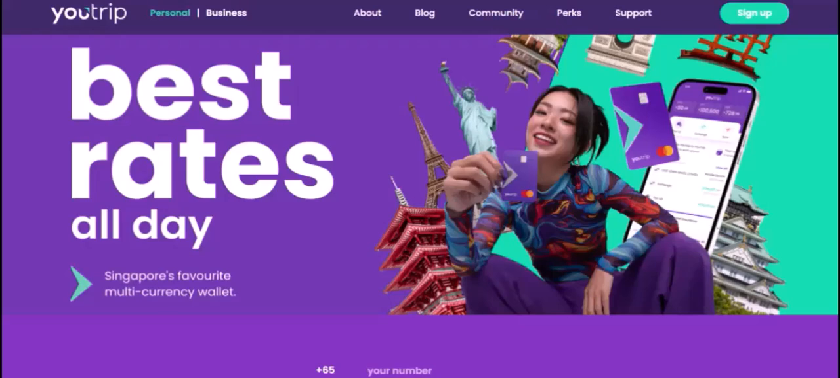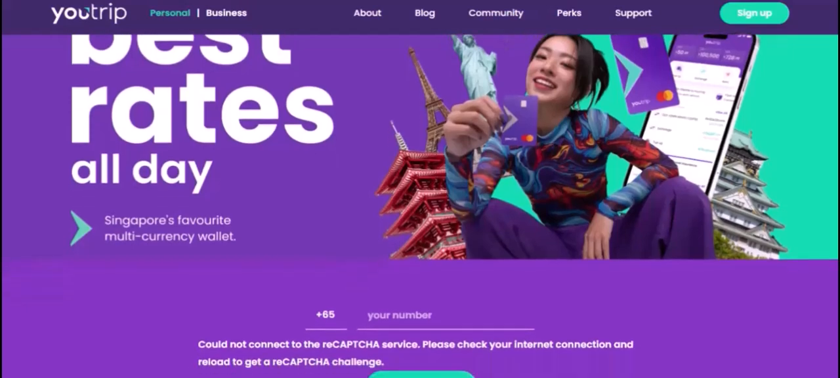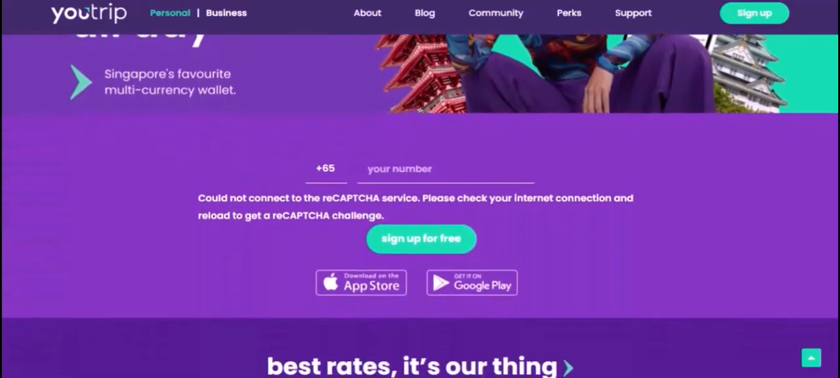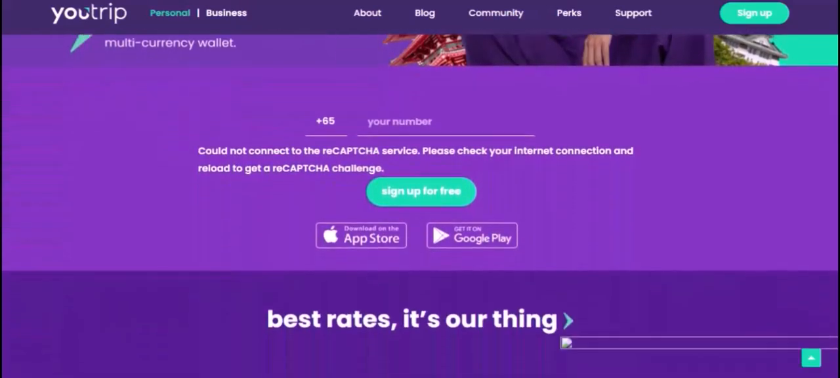The fees can vary depending on a few factors. Withdrawal currency: the currency you're withdrawing in can affect the fees. Some currencies might have higher withdrawal fees than others. ATM network: the ATM network you're using can also influence the fees. Certain ATM networks might charge additional fees on top of YouTrip's fees. Withdrawal amount: in some cases, the amount you're withdrawing can impact the fees. Larger withdrawals might incur higher fees.